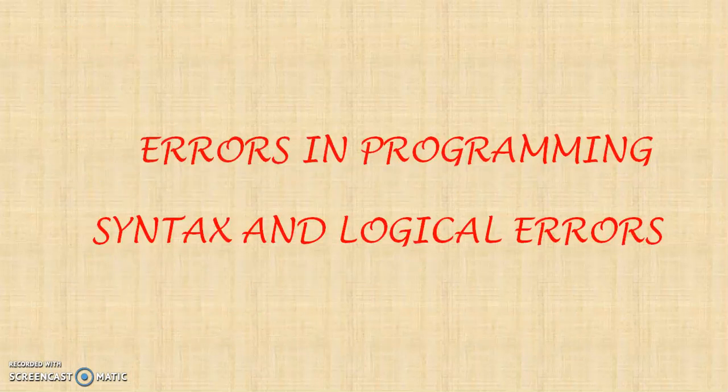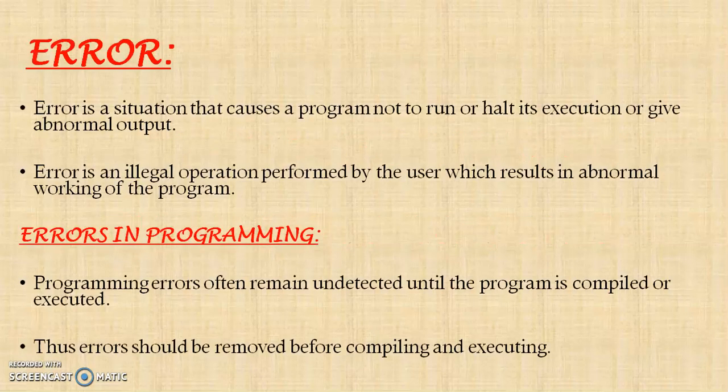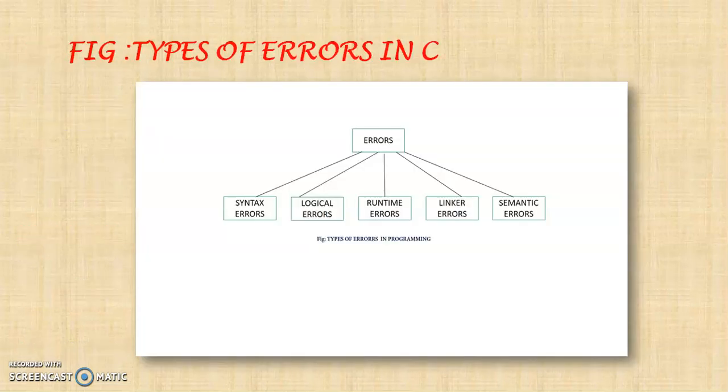Next we'll learn about errors in programming, syntax and logical errors. So actually, what is an error? If a program is not running properly, is unable to run or halts its execution, it gives an abnormal output. An error is an illegal operation performed by the user which results in abnormal working of the program. Errors often remain undetected until the program is compiled or executed. They should be removed before compiling and executing the program.